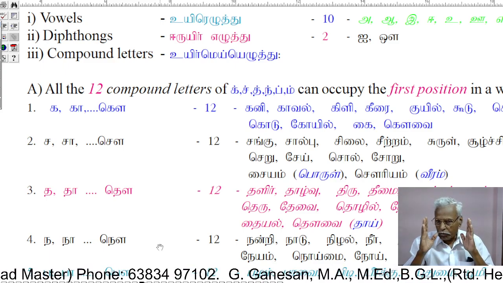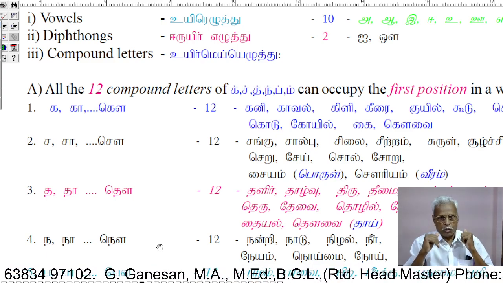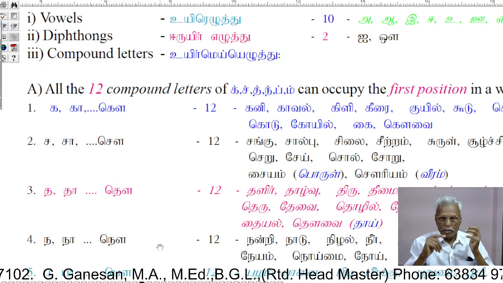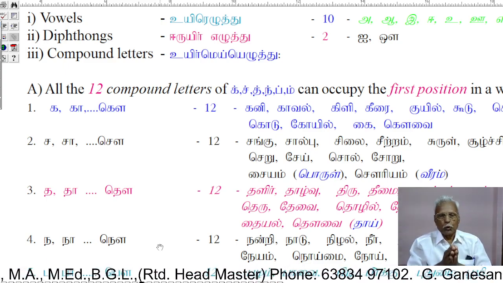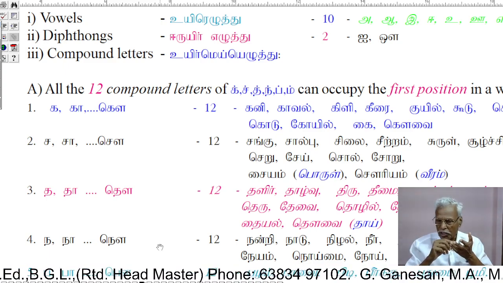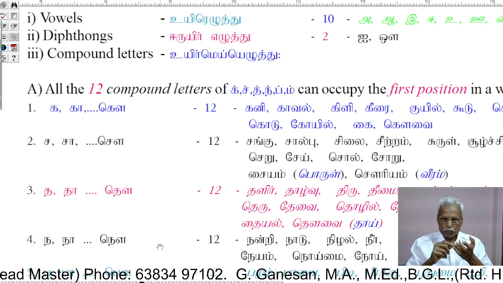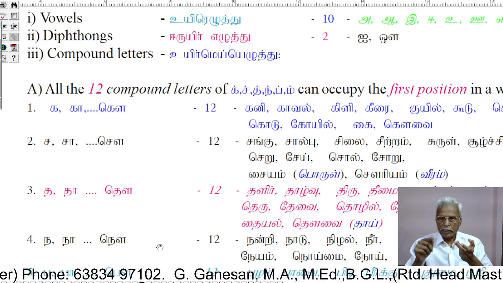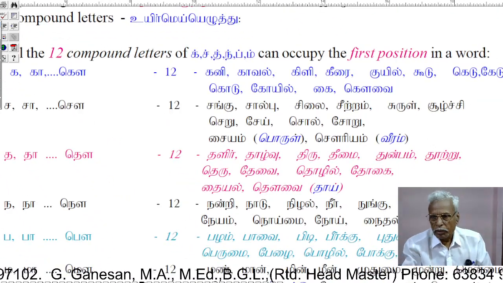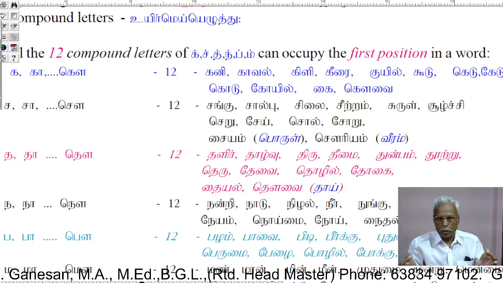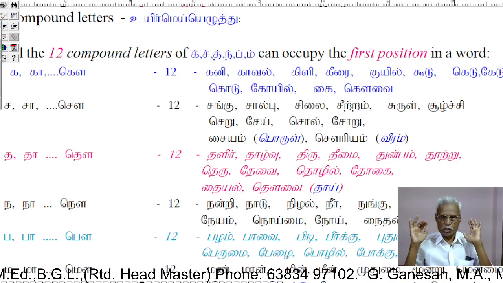Out of the 216, these six consonants and their families: Ik, ich, it, in, if, im. These 6 letters with their entire family could occupy the first position in a word. First, let us see the ik family. Ka, ka, ka. See, kani, kaval, kili, kirai, kuyil, kudu, kedu, kodu, koil, kai. The 12 compound letters of the ik family could occupy the first position in a word.